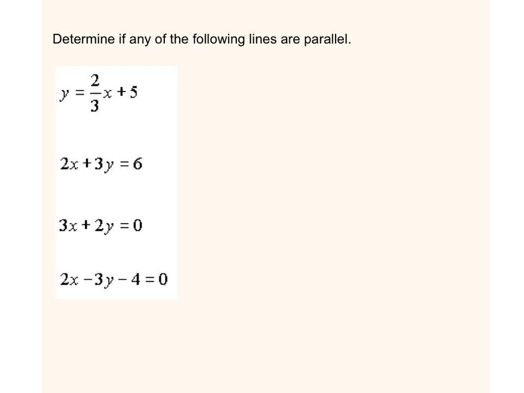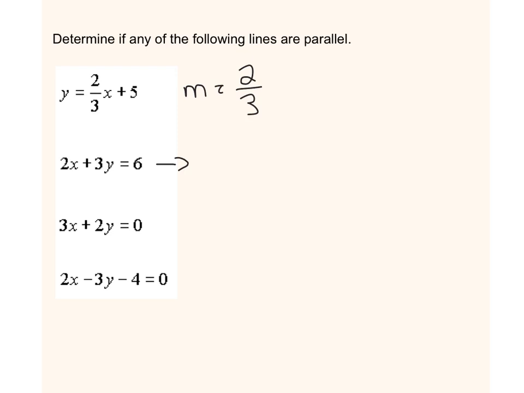Okay, so now looking at these 4 equations, we want to determine if any of these lines are parallel. So the easiest way to do this is to rewrite every line so that it's in y equals mx plus b, because then we can easily identify the slope, and then we can tell if any of them are the same. So the first one is in y equals mx plus b, so the slope is 2 over 3.